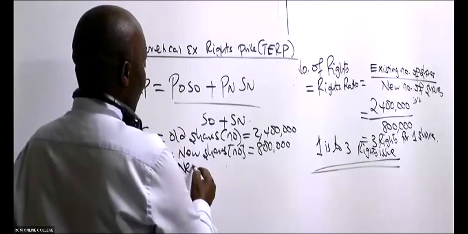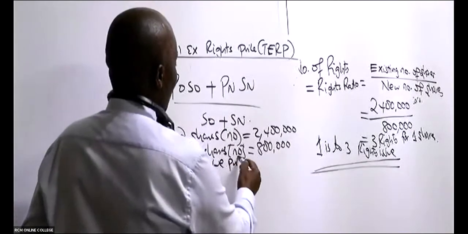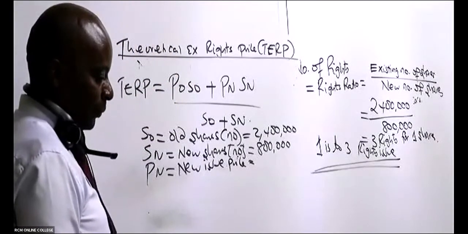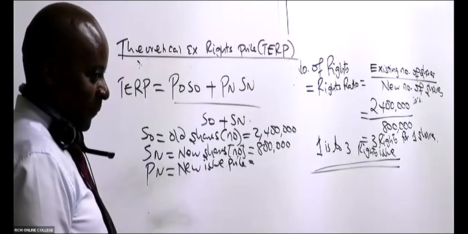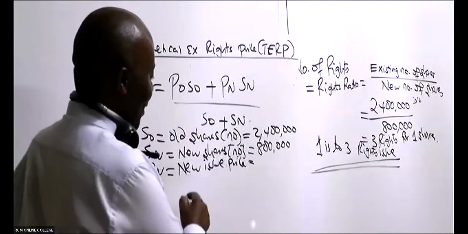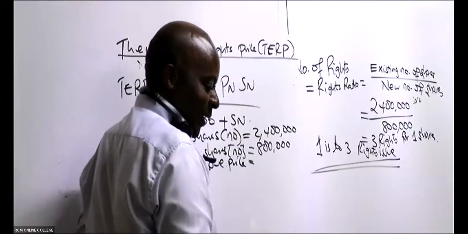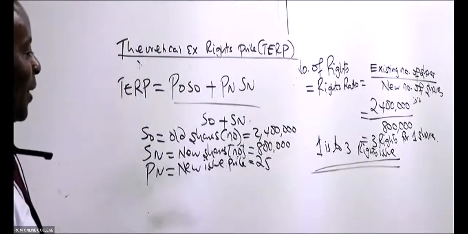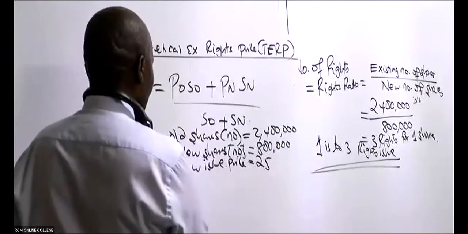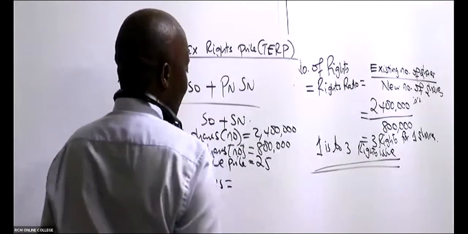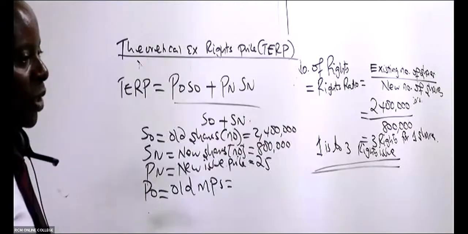PN, the new issue price. Do you remember the new issue price? Remember the issue price is the rights issue, the lower one, 25. Yeah, the new issue price. So in this case here, PO stands for the old market price per share.